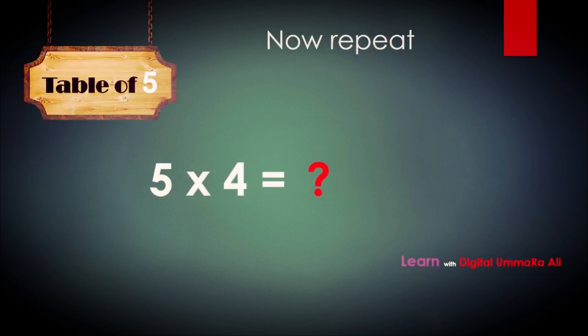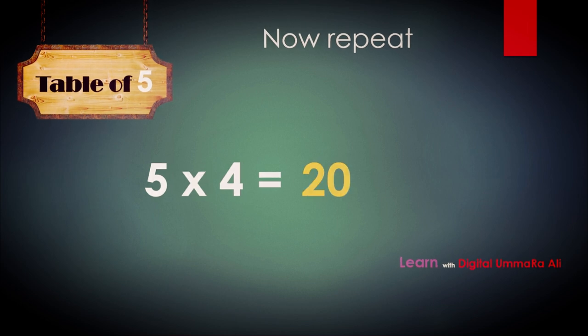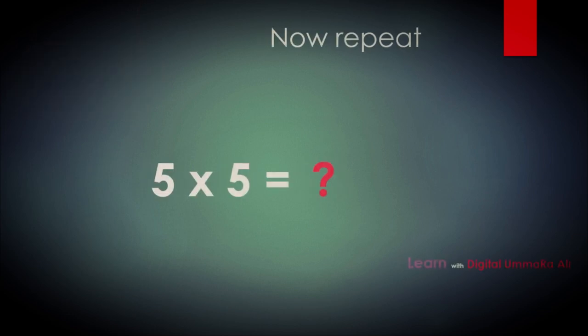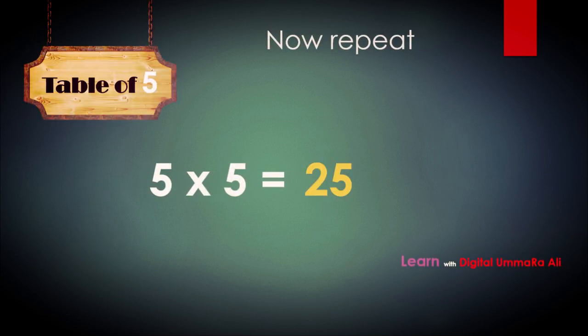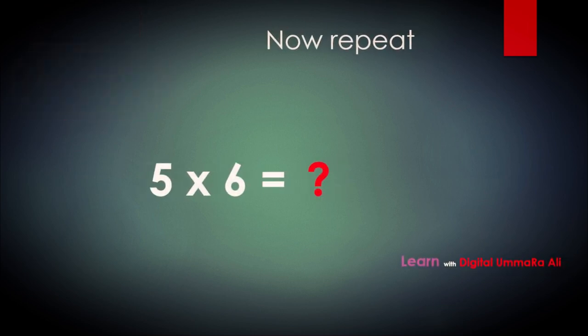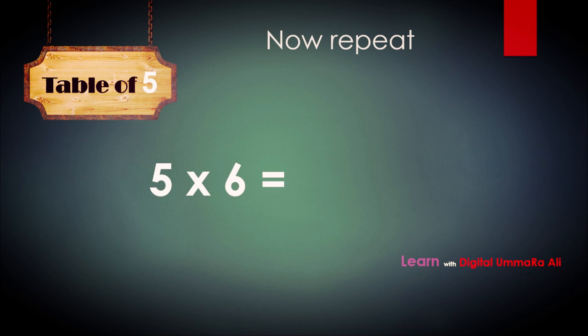5 fours are? 5 fours are 20. 5 fives are? So simple, tell me. 5 fives are 25. Yay! 5 sixes are? 5 sixes are 30.